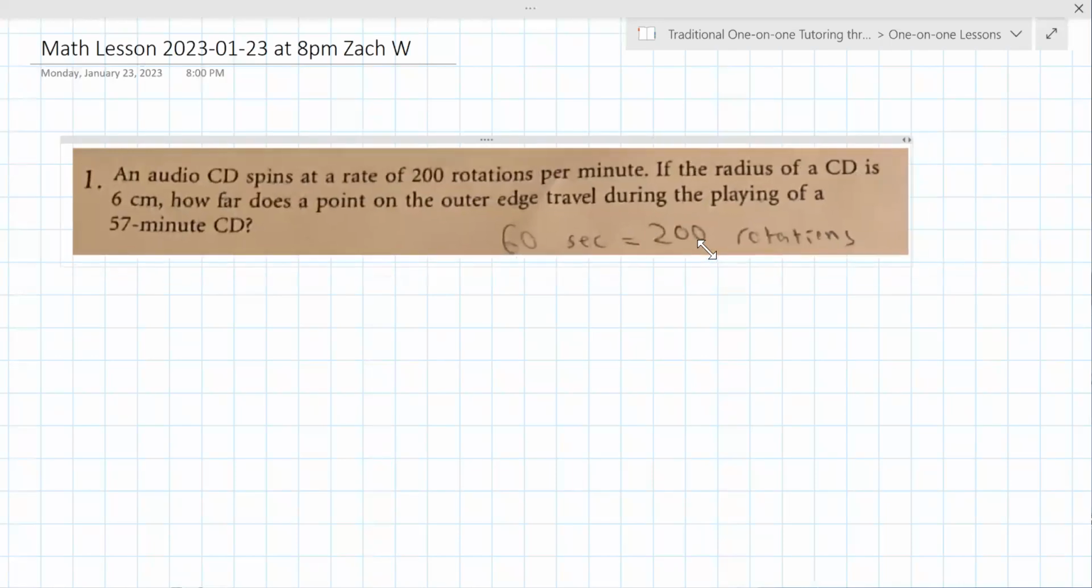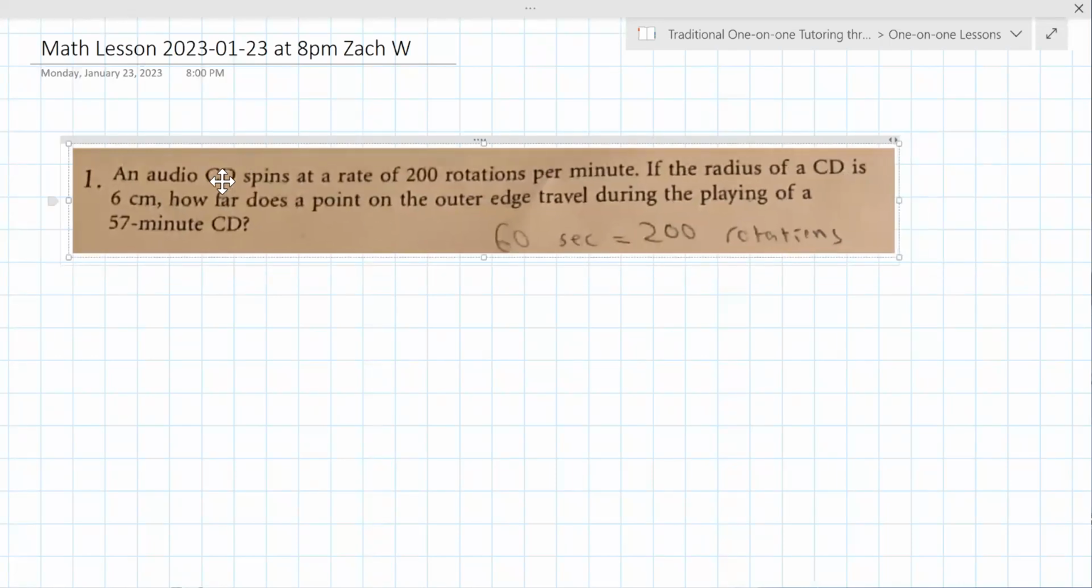So it says an audio CD. Do you know what a CD is? No, I've never heard of it actually. It spins at a rate of 200 rotations per minute. If the radius of a CD is 6 centimeters, how far does a point on the outer edge travel during the playing of a 57-minute CD?